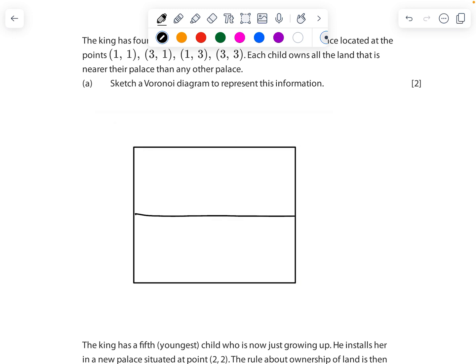This is at (1, 1). This is at (3, 1), and (1, 3) and (3, 3).